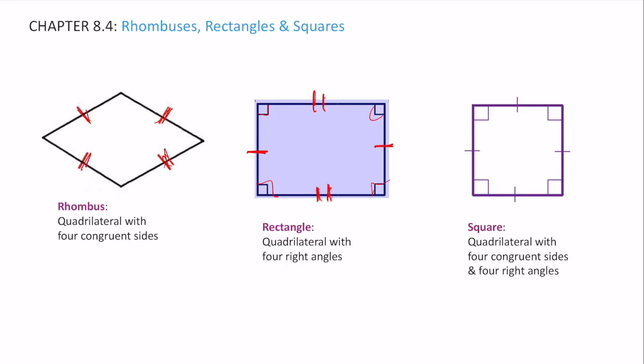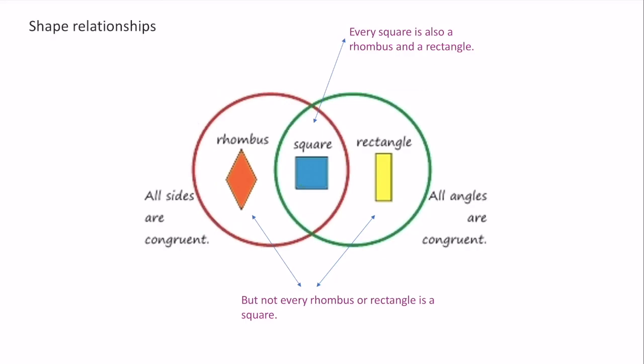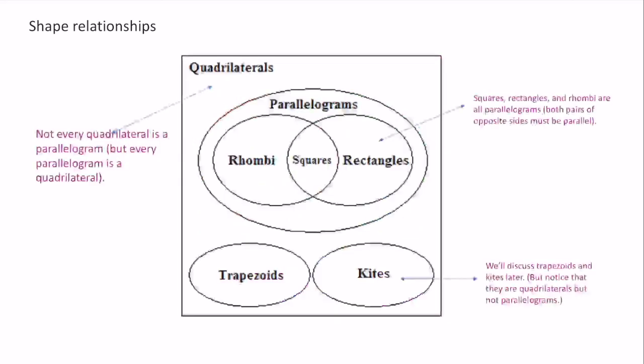So think about the relationships of them, right? Every square is a rhombus and is also a rectangle, but not every rectangle is a square, and not every rhombus is a square. And then where do they fit in terms of all quadrilaterals and all parallelograms, right? So not every quadrilateral is a parallelogram. We could draw that like that. That's not a parallelogram, but it is a quadrilateral, has four sides.